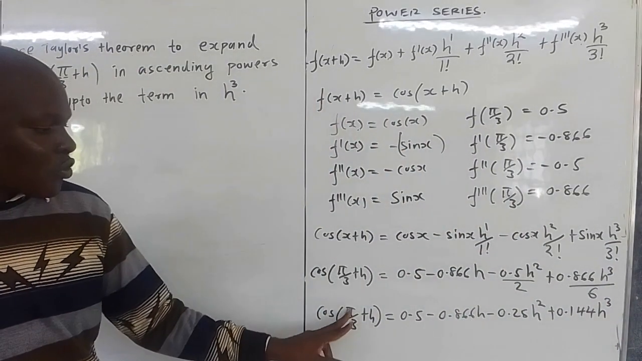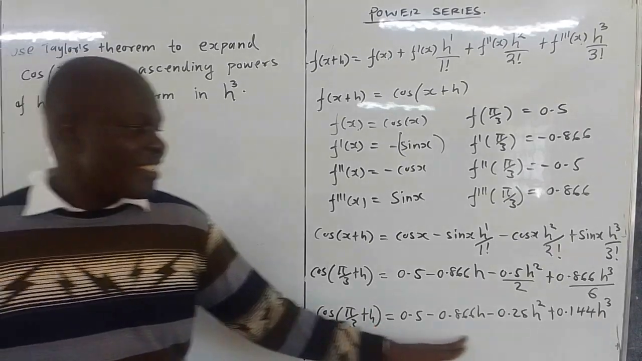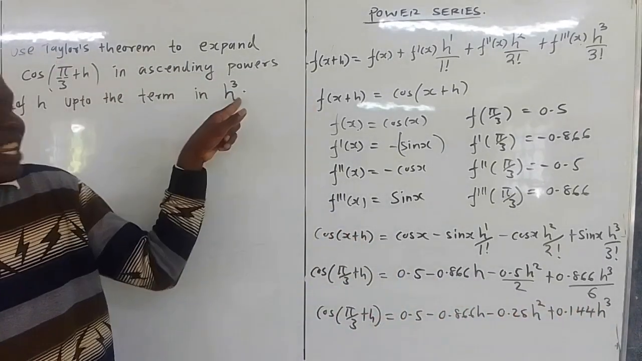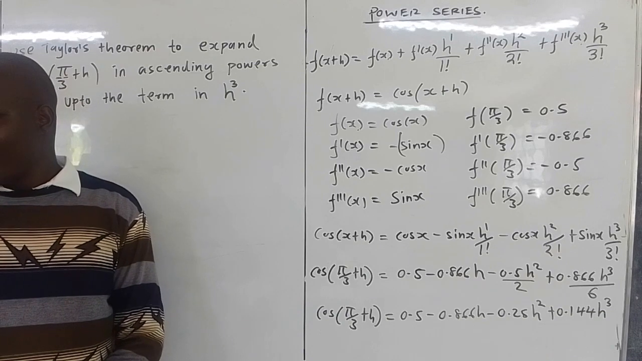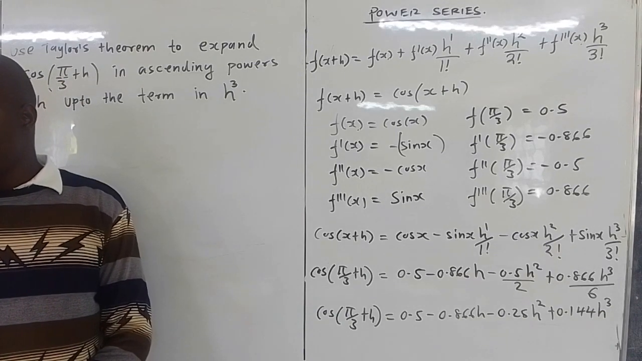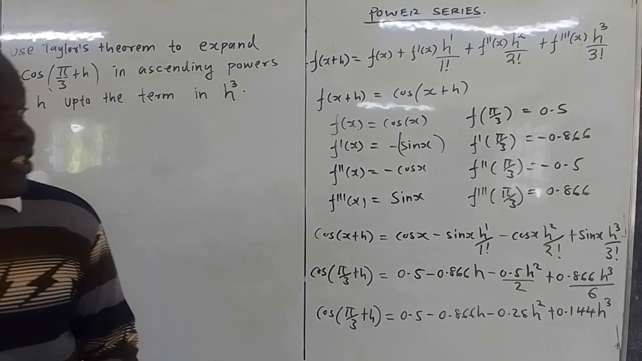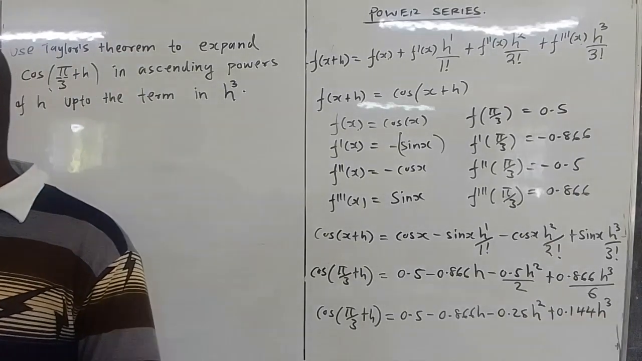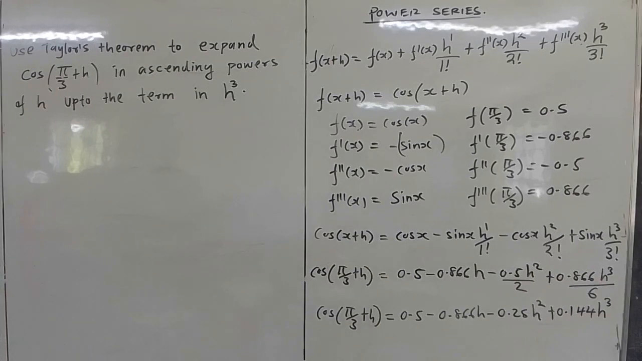You've expanded cos of pi over 3 plus h in ascending powers of h up to the term in h cubed. Are we together? Yes. So have you seen how this power series is very straightforward? The power series is very straightforward and very simple.